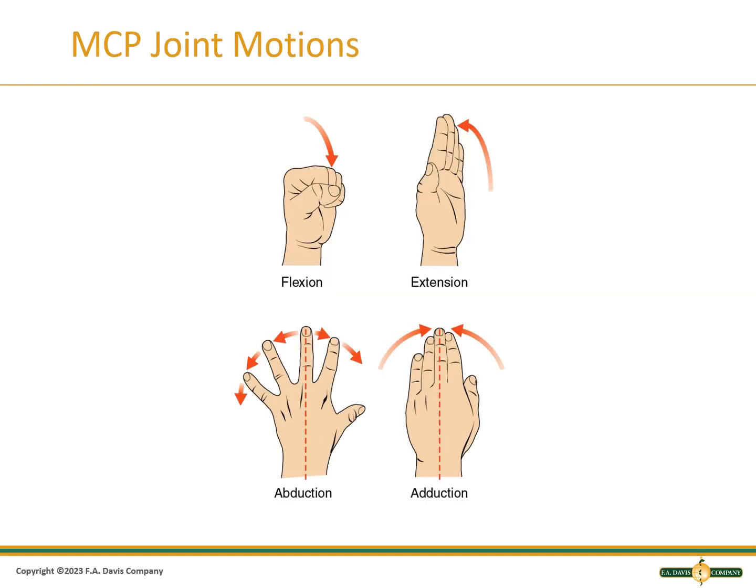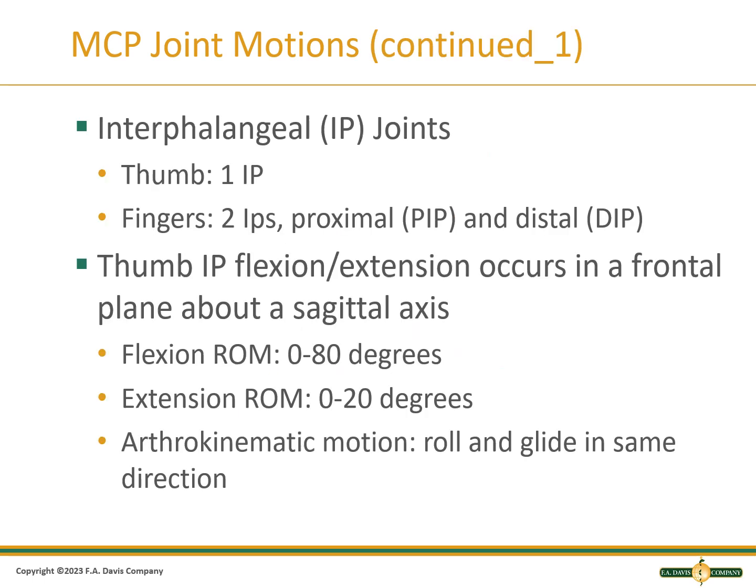These are pictures of our MCP joint motions. So again, we're looking at essentially that first knuckle, what we consider our first knuckle, right, where our hand meets our fingers. And so we're looking at motion that's happening there. We have flexion as the fingers come forward, we have extension as the hand straightens up, we have abduction as the fingers separate, and we have adduction as the fingers come together.